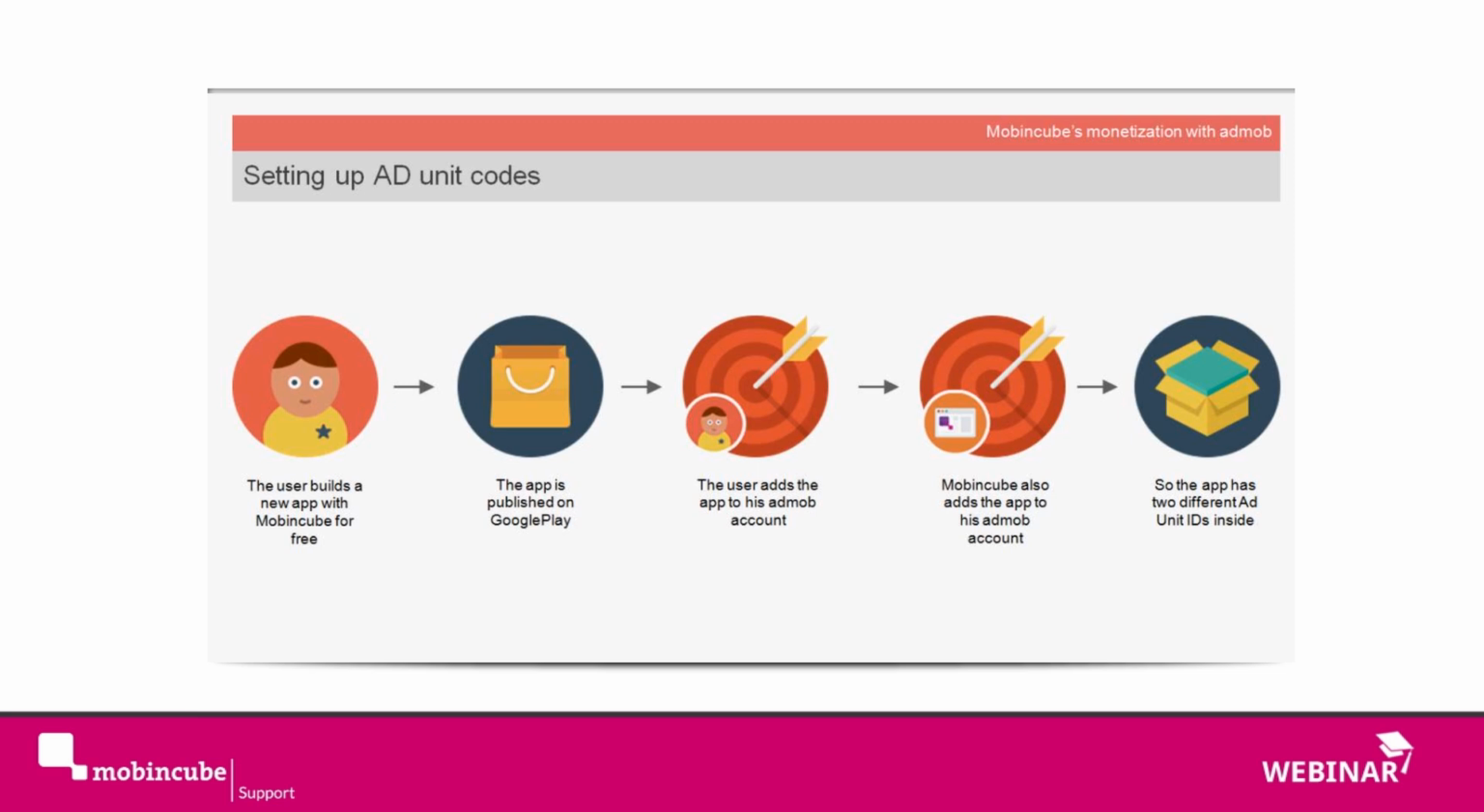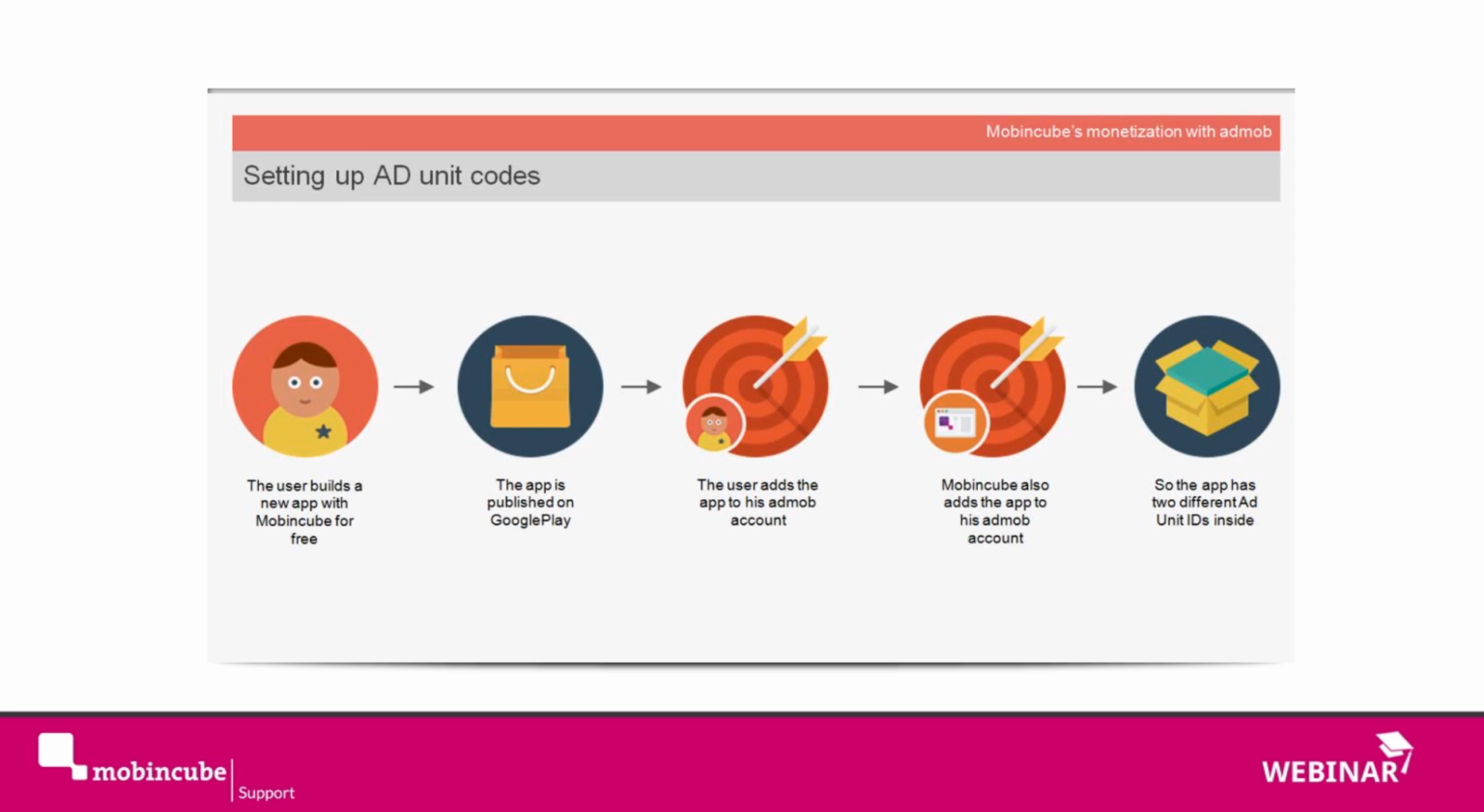When you publish an app in Mobincube, you take the APK of your app and publish it in Google Play, for example. Once your app is published, you need to go to AdMob and add your app to your AdMob account. You have to tell AdMob that you are the owner of that app and you want to get an ad code. Then you go to Mobincube and you give us this ad code.